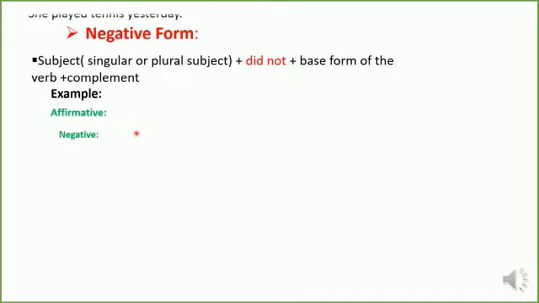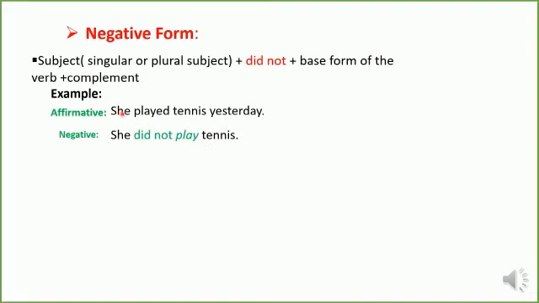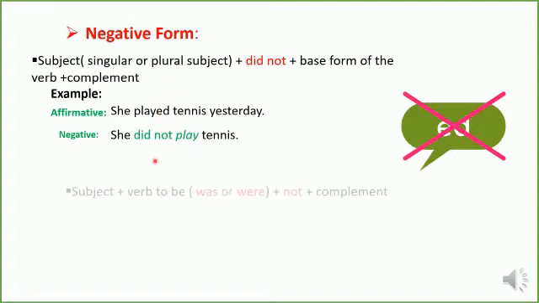For example, she played tennis yesterday. She here is the subject, it's a singular subject. Played is the verb in the past, which is a regular verb. Tennis yesterday. So look here, this is the affirmative sentence. Let us change it into negative. She did not play. So here I start with the subject, then did not in order to make the negative form, and then change the main verb played into the base form play. Okay, so we have to cross out the ed.